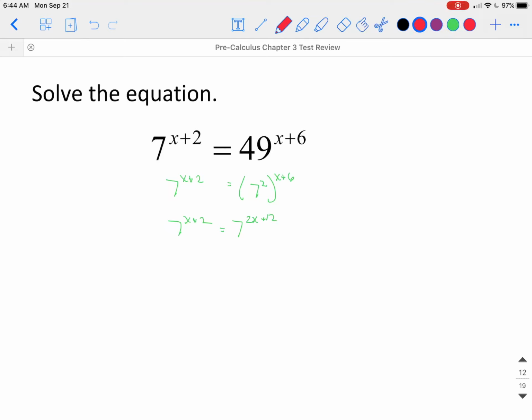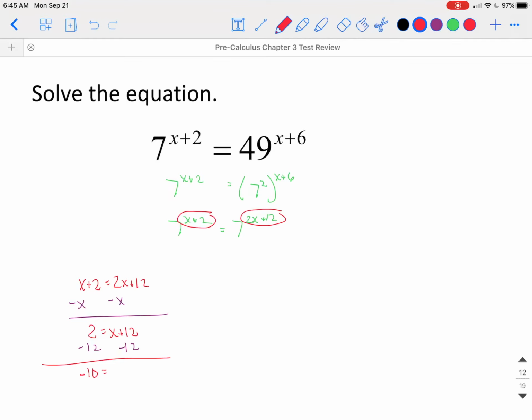Since the bases are the same, we know the exponents must also be equal. So we know that x plus 2 must equal 2x plus 12. If we solve for x, we're going to get 2 is equal to x plus 12. Subtract the 12 from both sides. And we're going to get that negative 10 is equal to x.